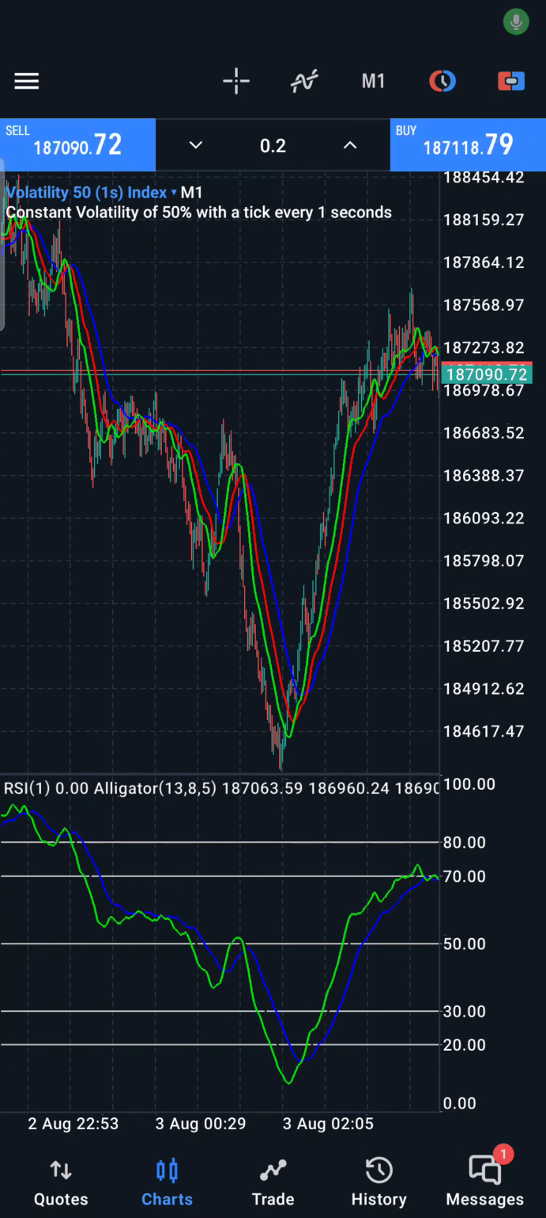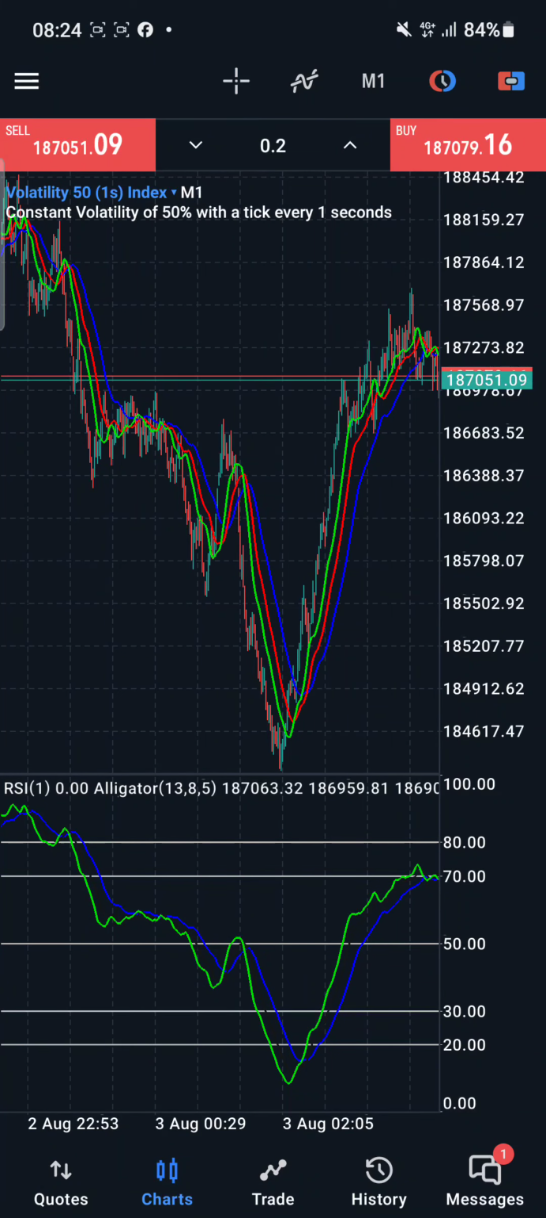Guys, I've been getting a lot of messages from some of my subscribers asking me if we can trade Volatility 51 seconds using this same strategy. Of course, we can trade Volatility 51 seconds using this same strategy. In short, you can trade any asset with a setup. It is very easy, and I'm going to go straight into it.